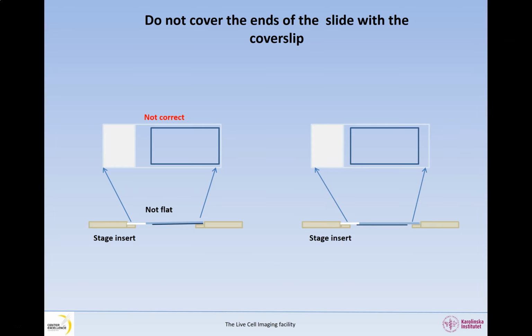Do not cover the ends of the slide with the cover slip. When using an inverted microscope, the sample on the left will not be flat when put on the microscope stage insert. That is because one side will rest on the glass slide and the other side on the cover slip, so it won't be flat. Each image will show a focus gradient. When leaving enough space away from the ends of the slide, as shown in the image on the right, the sample will rest on the slide on both sides, so the focus will be more even across each image.